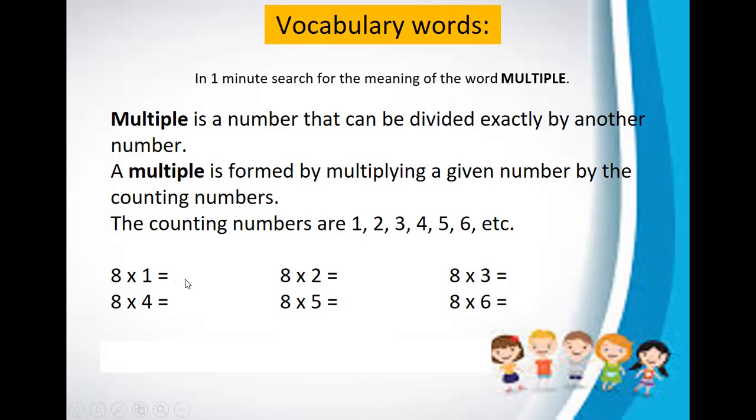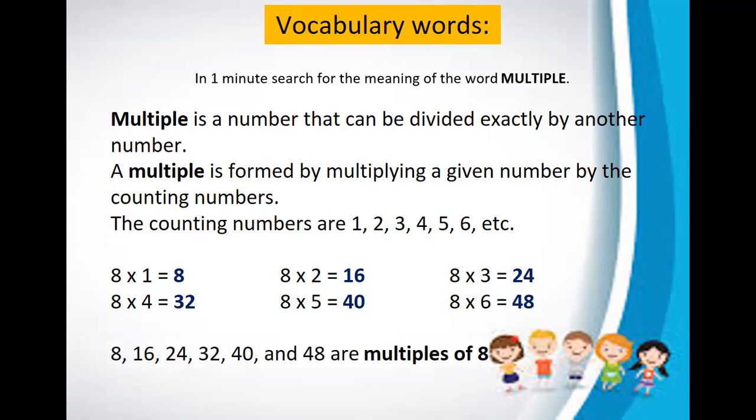Okay, so 8 times 1 is 8. 8 times 2 is 16. 8 times 3 is 24. 8 times 4 is 32. 8 times 5 is 40. 8 times 6 is 48, and so on. So the multiples of 8 are 8, 16, 24, 32, 40, 48. So it's like we are skip counting in 8. Correct? So now, these are the first 6 multiples of 8.